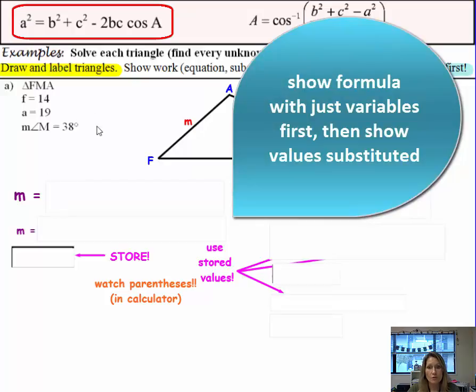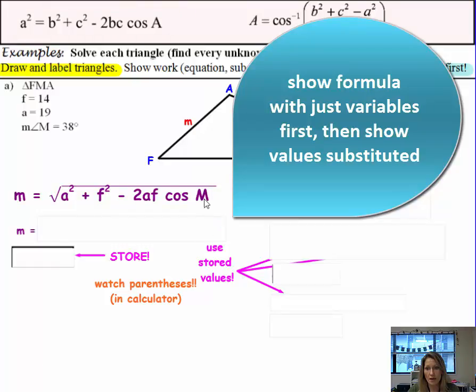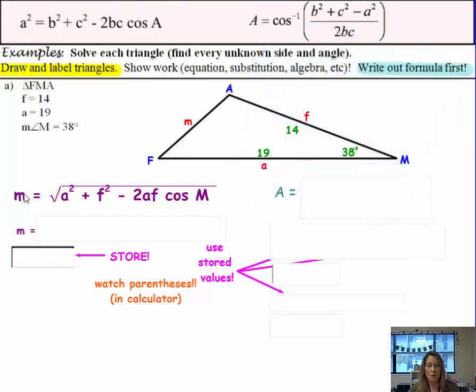This is a requirement. So this will help you memorize your formulas. So we're looking to replace A, B, and C using F, A, and M. We're looking for side M, so we're going to write it out as such with angle M at the end. Okay, once you have your formula written out with letters, now substitute everything you know.